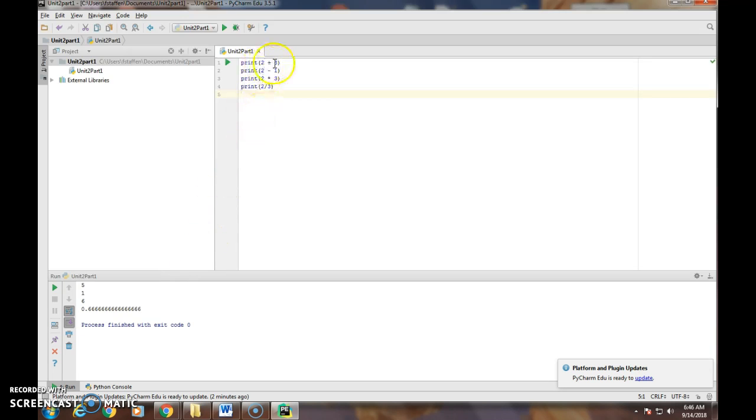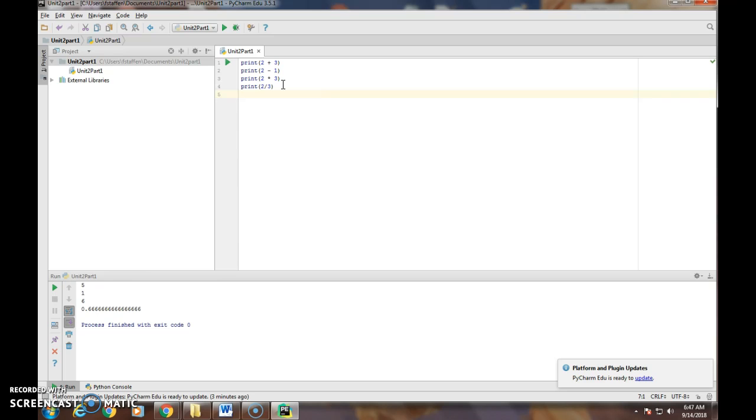We have 2 plus 3, 2 minus 1, 2 times 3. We use the star instead of the x, and then 2 divided by 3. And that's just basic mathematics. So when you run this, as you see, the results down here, we have 5, 1, 6 and then 0.666666 repeating. Okay, so the math operators for the basic addition, subtraction, multiplication, division, there's actually no change.